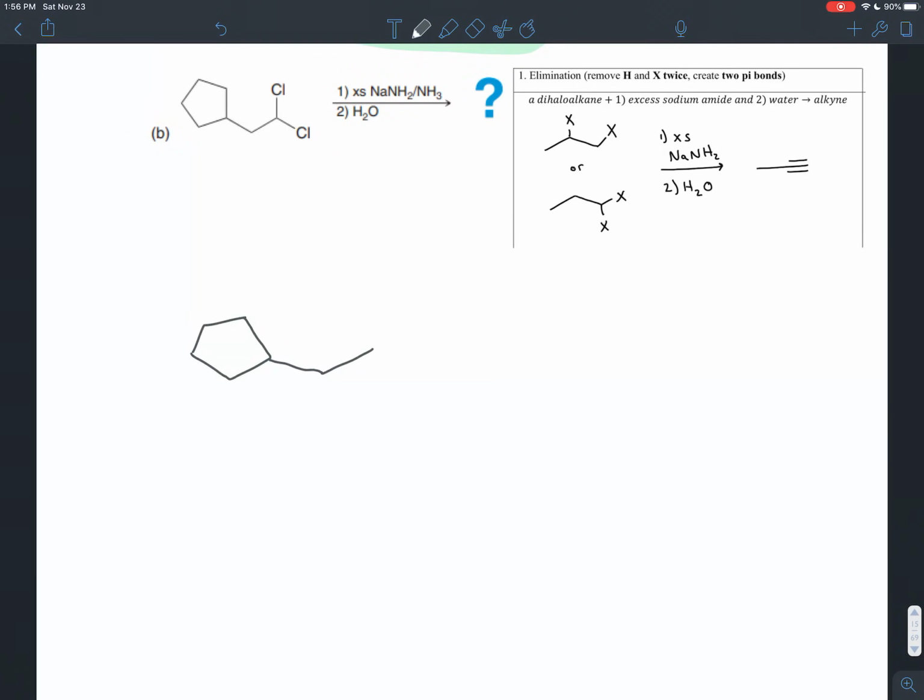When you're first drawing this, it's okay to just copy down the carbon skeleton. We'll adjust it as we make changes. This strong base, sodium amide in liquid ammonia, is going to eliminate both of these leaving groups. Each time one of them gets eliminated, you create a pi bond. So when you eliminate one, you create one pi bond, eliminate the second, you get the second pi bond.